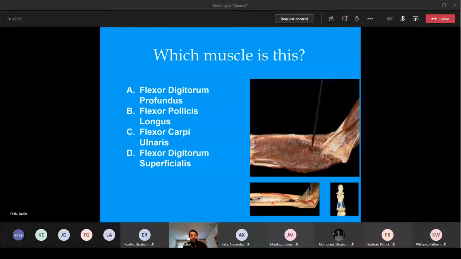So which muscle is this? Here's another comprehension check question. Flexor digitorum profundus, flexor pollicis longus, flexor carpi ulnaris, or flexor digitorum superficialis? I'll give you a few more seconds.